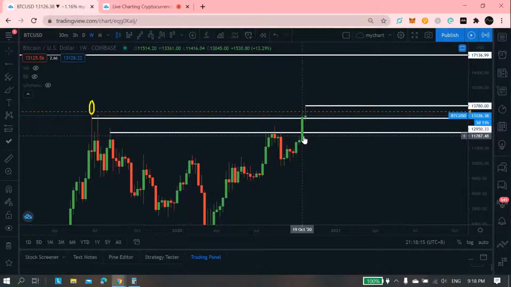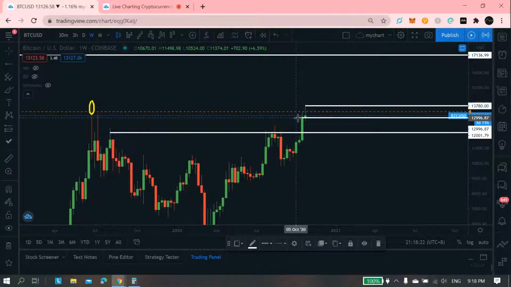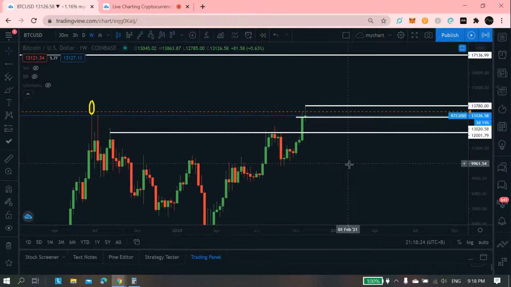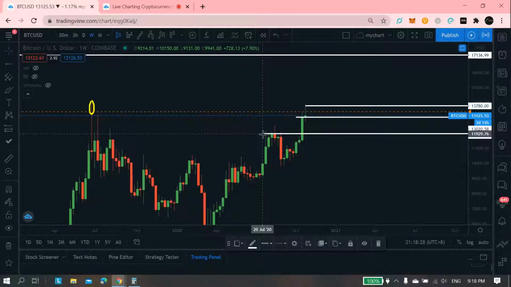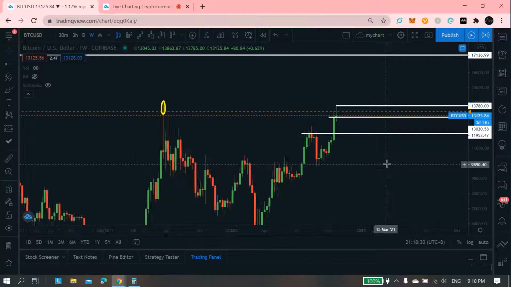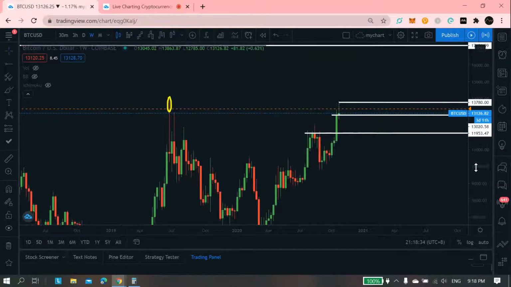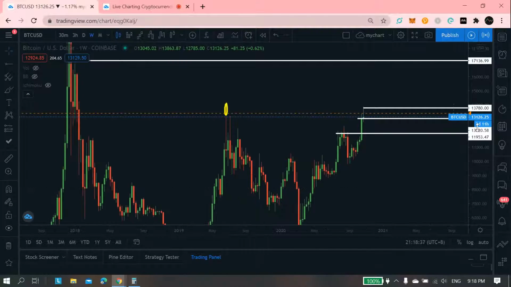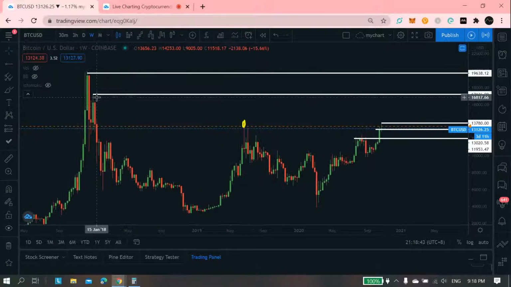Oh yeah, the 13,045. This one. Actually, 11.9. So I think that's still the same. There's still 3 days and 11 hours before the weekly candle will close.